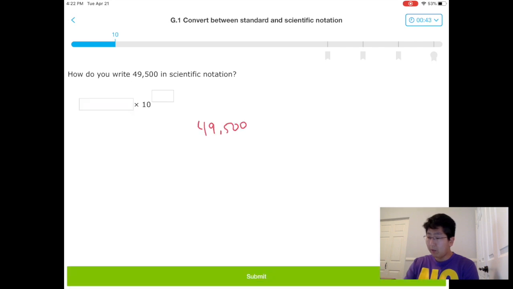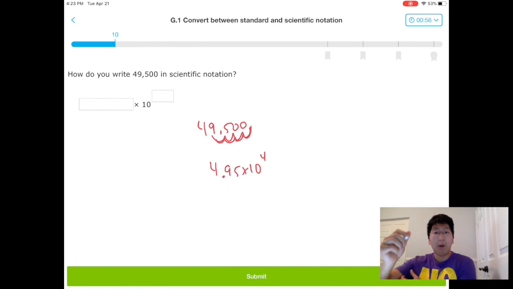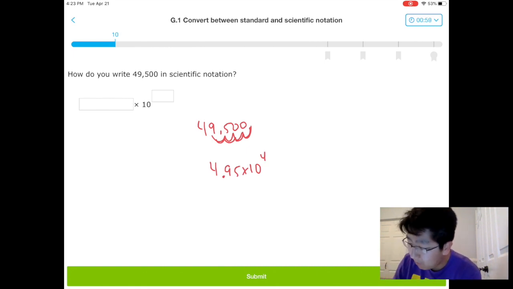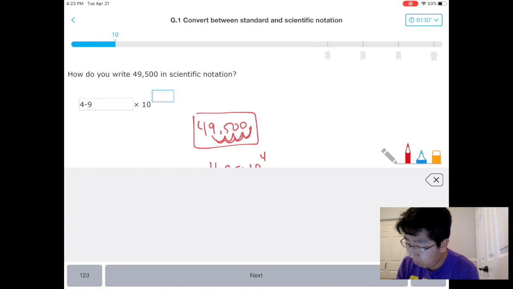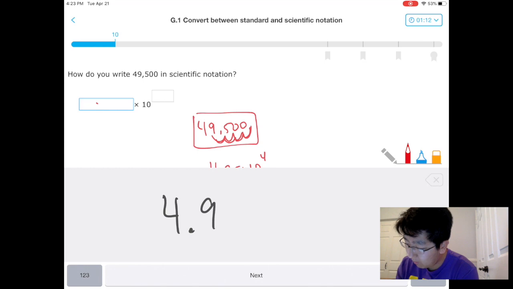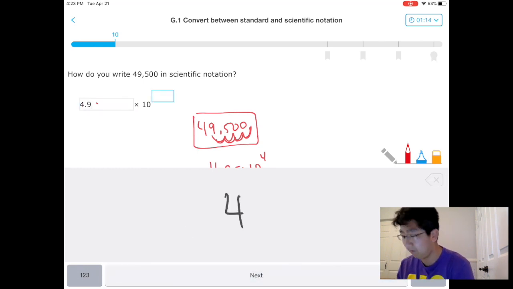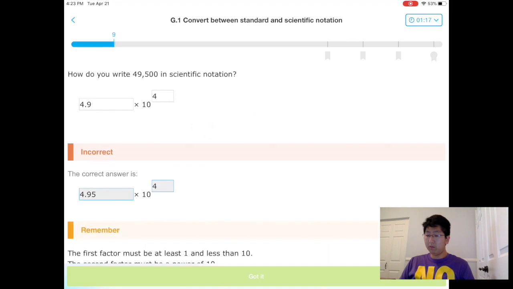Okay, here's another one. 49,500. We need to move that decimal point over 1, 2, 3, 4 so that there is only one digit to the left. 4.95 times 10 to the, we moved it 1, 2, 3, 4 times. And it's a positive 4 because the number is bigger than 10. So I'm going to put 4.95 and right here I'm going to put positive 4. Oops, I forgot to put the 5 there.